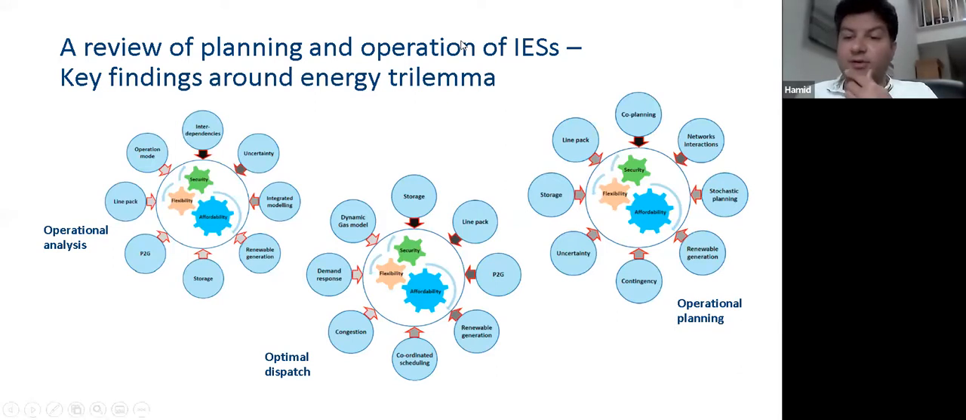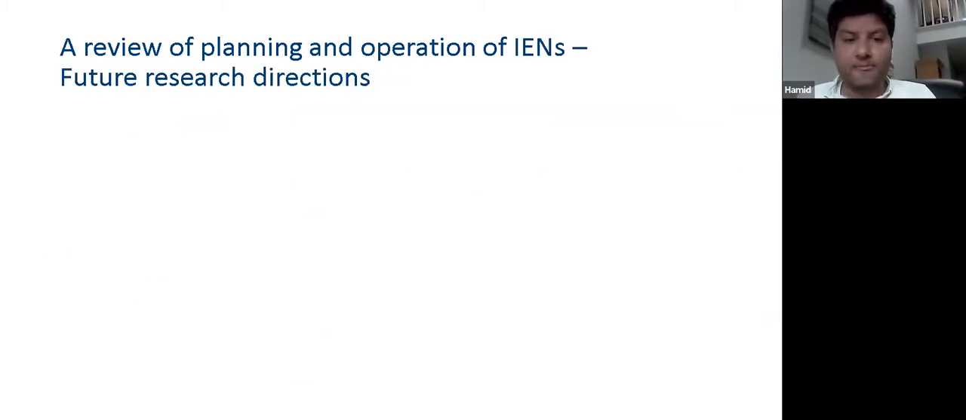And then the same for the operational planning. The papers were more on co-planning, network interactions, and stochastic planning of these networks. So we put the key findings of all these papers together, and then this paper happened. I'm not going to read a few pages of written papers to you, that would be a waste of time, but the details are there in the paper.